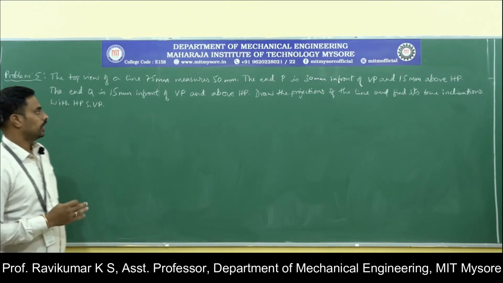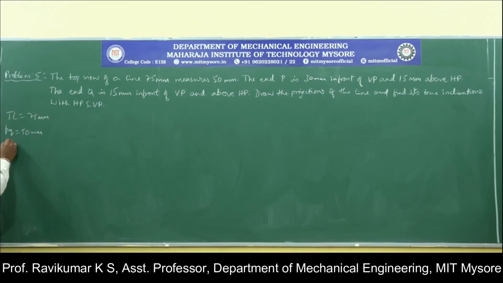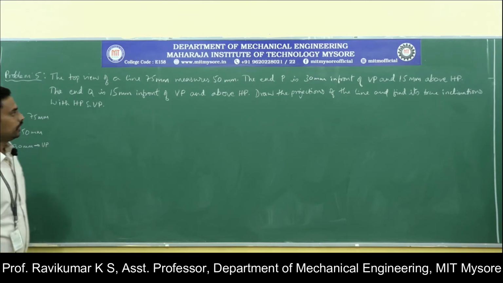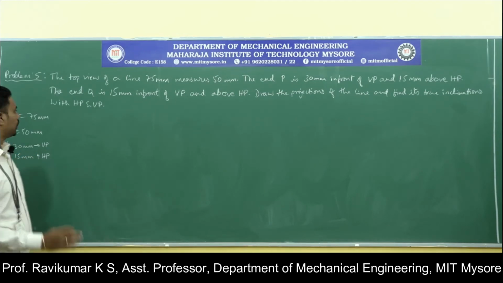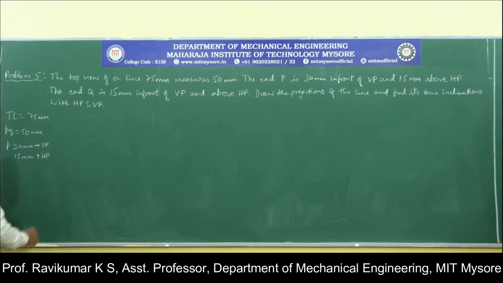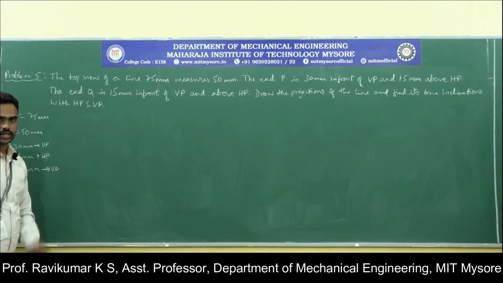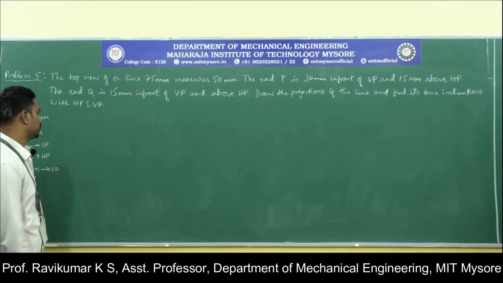The end P is 30 mm in front of VP, then 15 mm above HP. The end Q is 15 mm in front of VP, and the information above HP is not given. So count the data: 1, 2, 3, 4, 5 data are there. I must solve this problem using these 5 data.